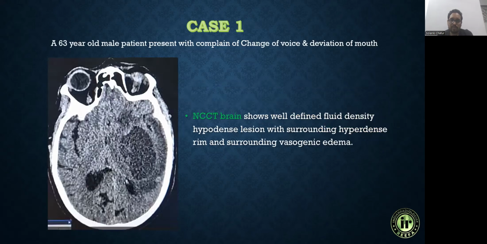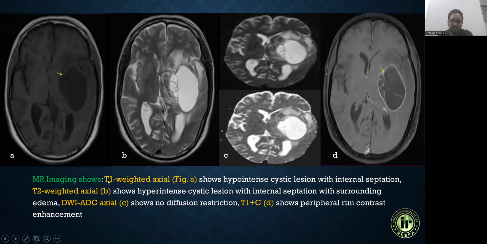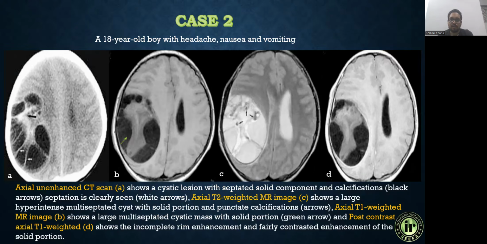Case 1. A 63-year-old male patient presented with complaint of change of voice and reduced nerve movement. On CT of the brain, we can see a hypodense lesion with a surrounding hyperdense rim and associated vasogenic edema. On MRI correlation, T1 weighted axial image shows a hypointense cystic lesion with internal septation. T2 weighted image shows a hyperintense cystic lesion with internal septation and surrounding perilesional edema. Diffusion weighted image shows no evidence of any significant diffusion restriction, and T1 weighted post-contrast axial image shows a peripheral thin rim of contrast enhancement.